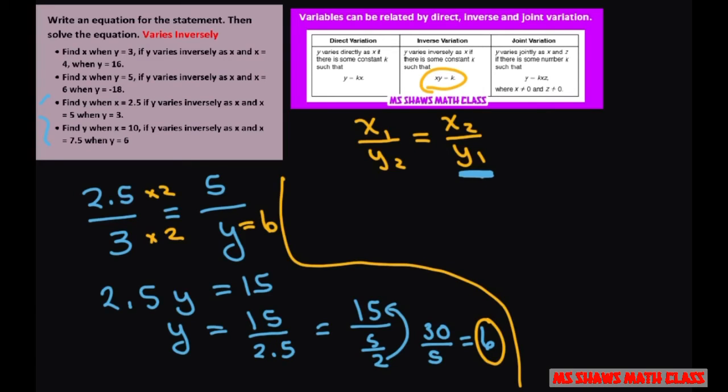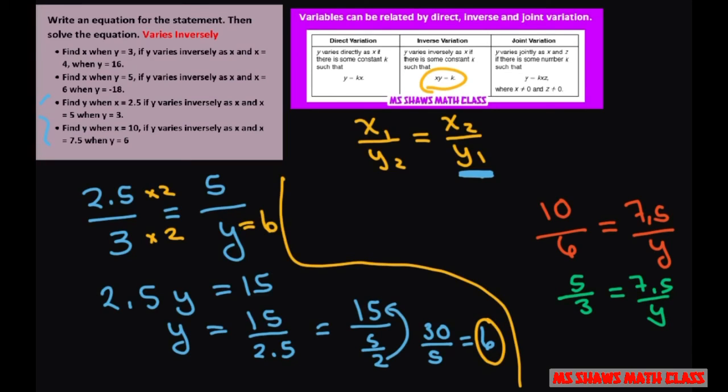Now let's look at the other one, do the same thing. We're going to put, let's see, we're trying to find 10 is your x, and we're looking for our y. And then our other x is 7.5 and 6. So you can reduce this right away if you want. So this is going to be 5/3 if you divide both by 2, equals 7.5 divided by y.